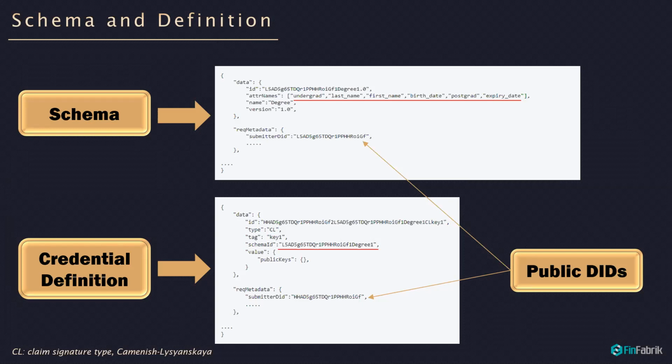We'll use this as an example later in our health code case. So different issuers can create different credential definitions linked with a schema ID. Also, both the schema and the definition will bear the public DID of the issuer. So that's the schema and the definition.